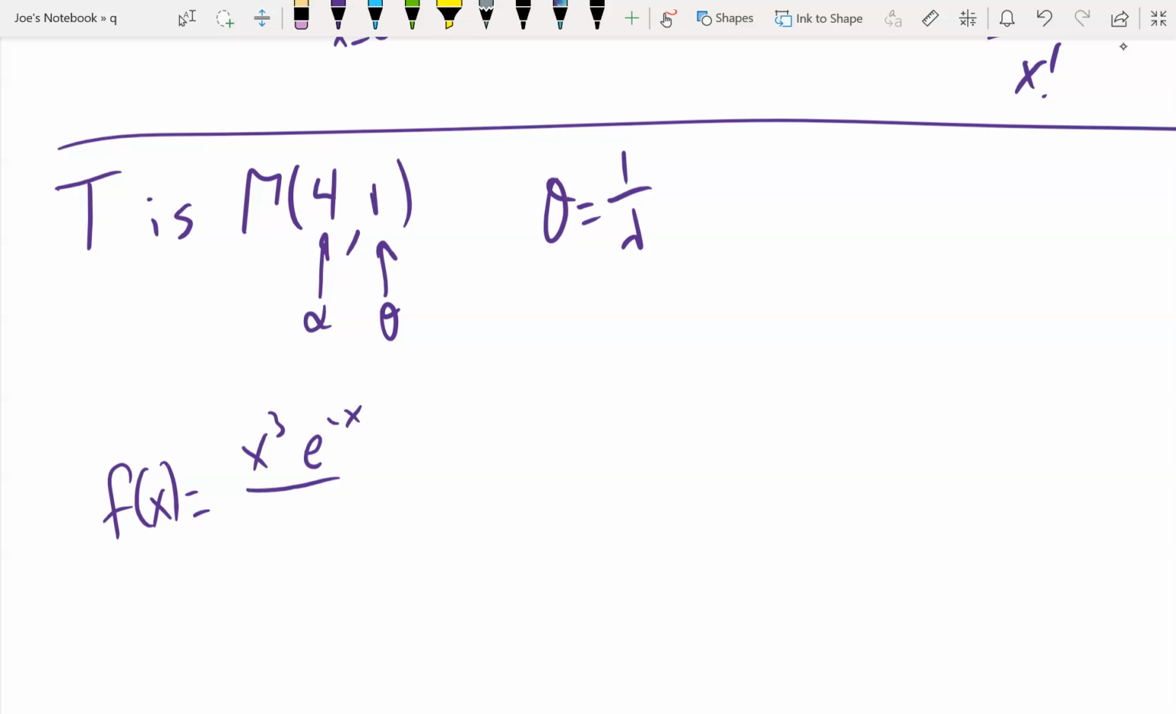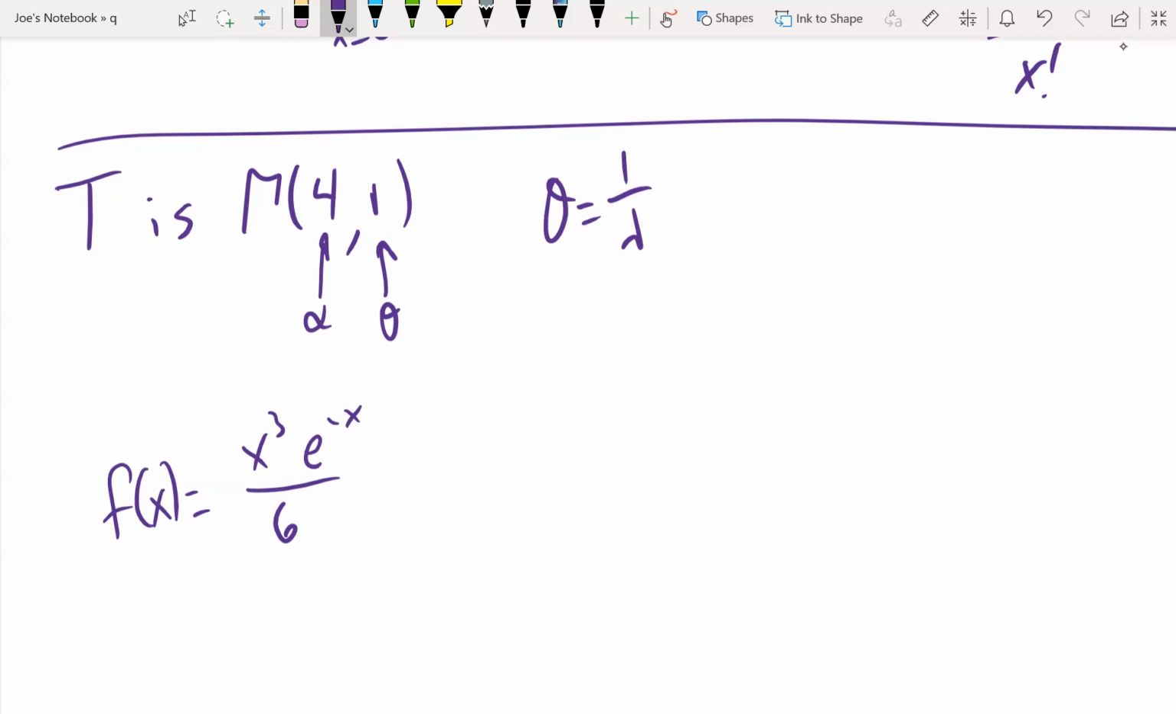Do you want to put that in? Well, we're using the gamma function. So the gamma part is just telling us what the form of the PDF is. The 4, 1 is where we're telling what to put in for alpha and what to put in for theta. So if you want to call the variable t, that's fine. I was just using x because we typically use an x, but that variable doesn't matter. It'd be 3 factorial, which is 6, and then 1 to the 4th. So that would be your PDF. We agree?